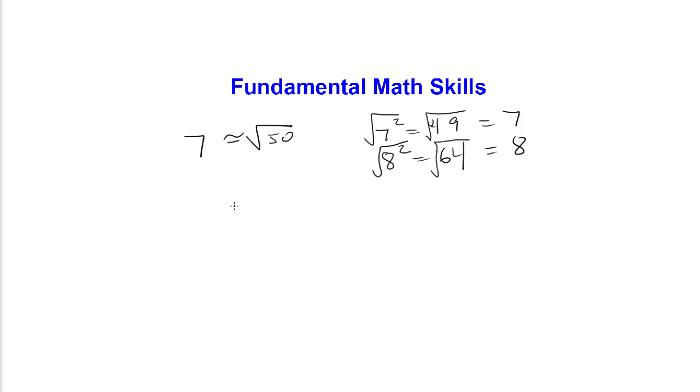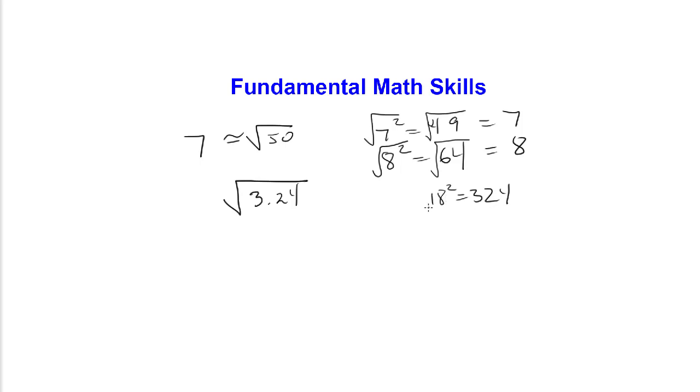We can also use it the following way. If I know my squares up to, say, 25 squared, I might ask the question, what is the square root of 3.24? Well, I know 18 squared is 324.